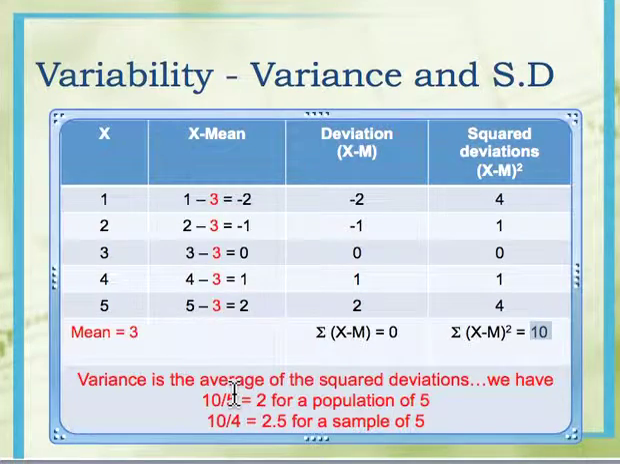Now for a population, I will be dividing that sum of squares by the total number of observations I have: 1, 2, 3, 4, 5. That will give me a population variance of 2.